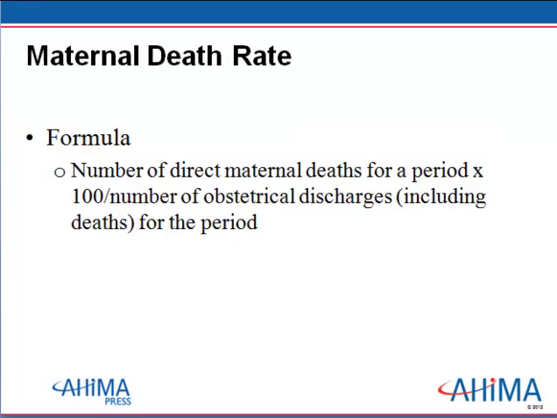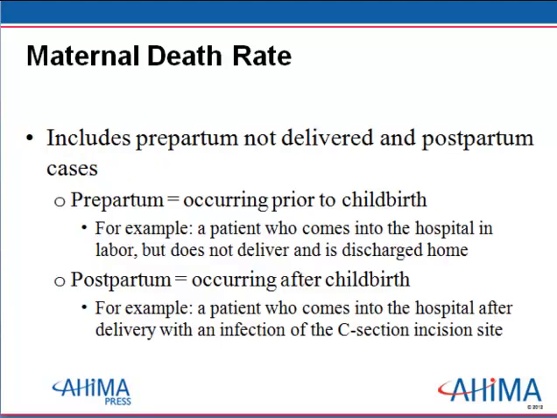The formula for calculating maternal death rate is number of direct maternal deaths for that period times 100 divided by the number of OB discharges for the period, including deaths. The maternal death rate includes prepartum not delivered and postpartum. Again, prepartum is the period occurring prior to childbirth. Postpartum is the period occurring after childbirth.